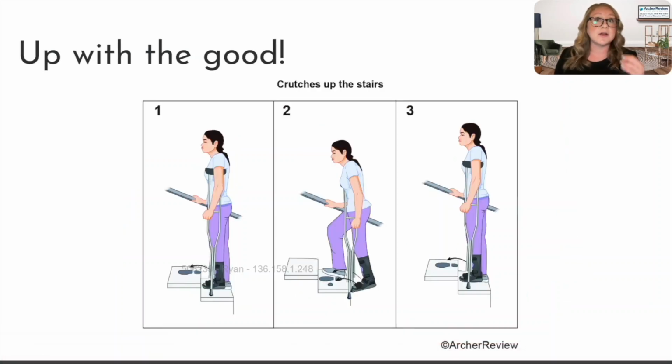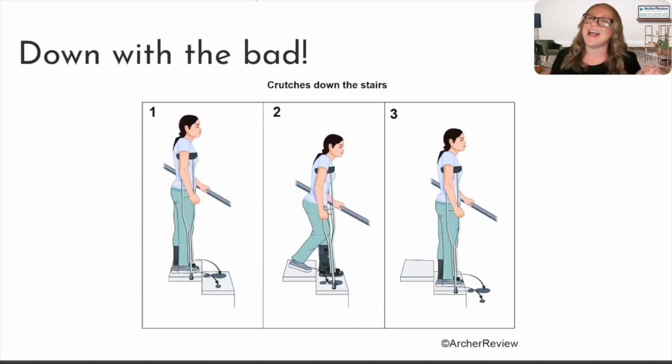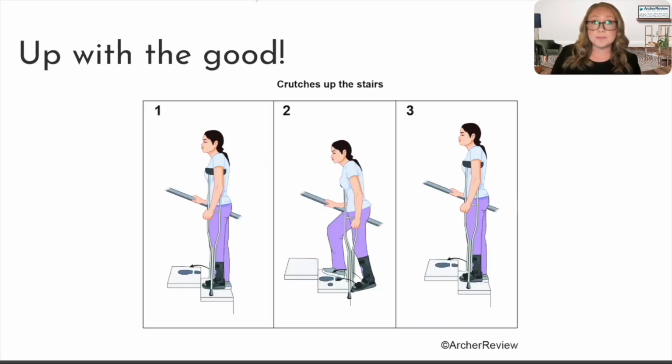Last but not least, we need to teach our client how to get up and down the stairs with their crutches. And luckily, we have a pretty easy trick to remember this. We are going to go up with the good and down with the bad. To go up the stairs with crutches, your client's going to have the crutch on their affected side, away from that stair railing. So we're going to have a hand on the railing, hand on the crutch on that affected side. They're going to move their unaffected leg, or that good leg, up the first step, up with the good. Then they'll bring that affected leg and the crutch to meet it.